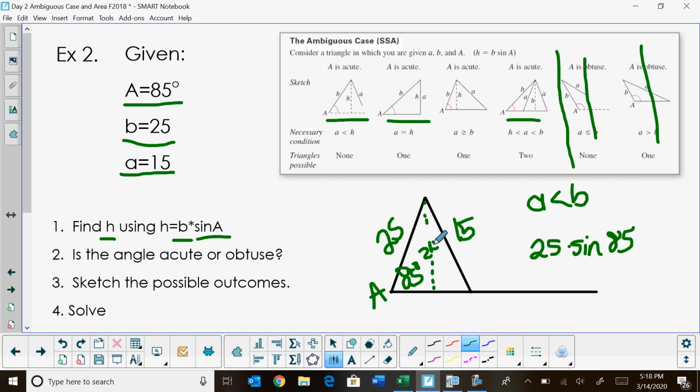So it's almost as long as B. Well, guess what? A is too short. A is not going to reach it. A is only 15. The height is 24.9. So it's one of those little toddlers sitting in a high chair with his feet dangling. It's not going to reach the floor. So this one has no triangle or none. This one does not even create a triangle. So you don't have to solve it. So that's kind of nice. You just stop and say no triangle.